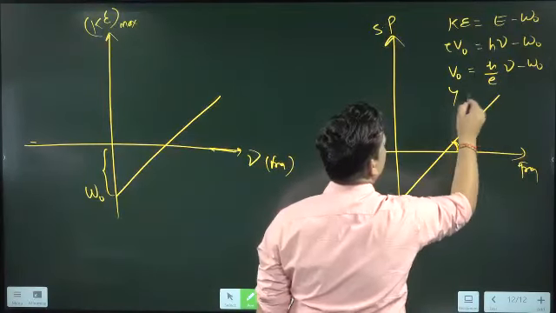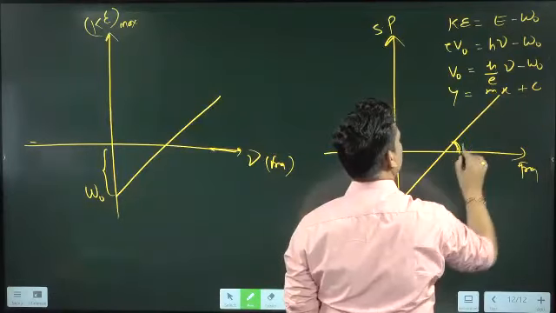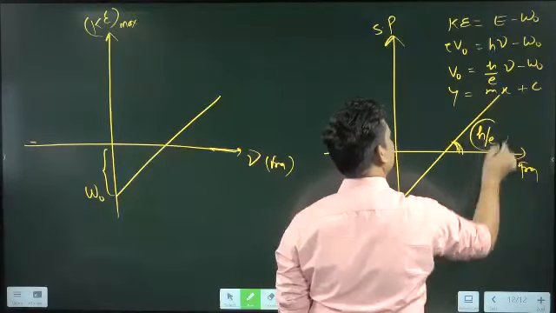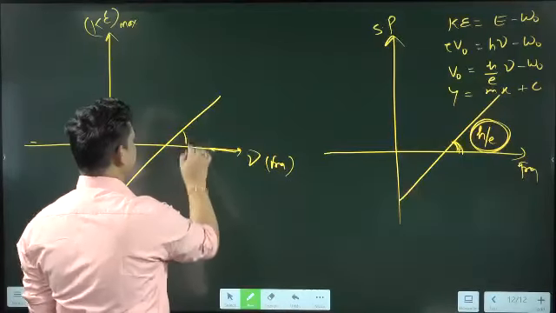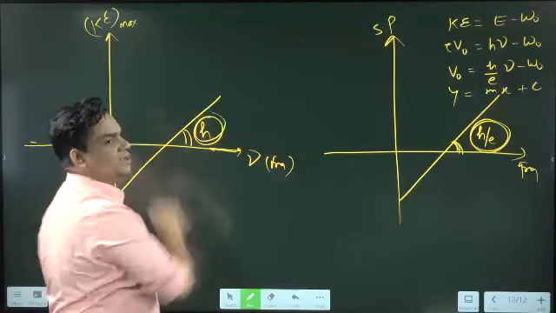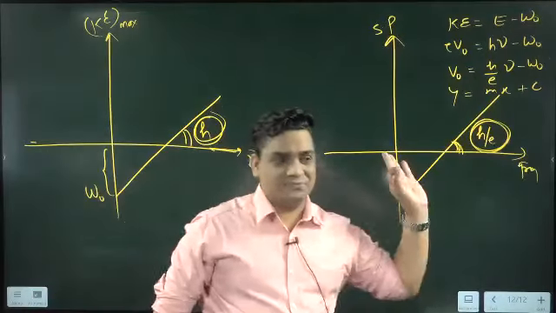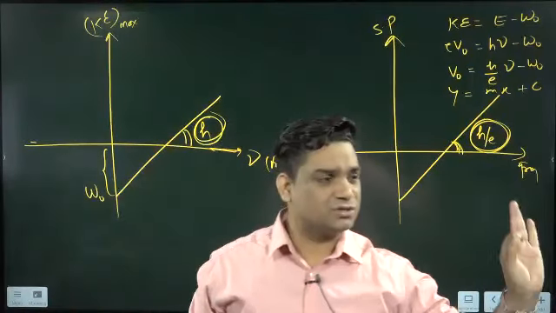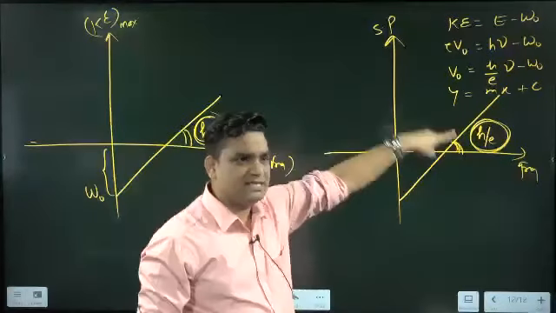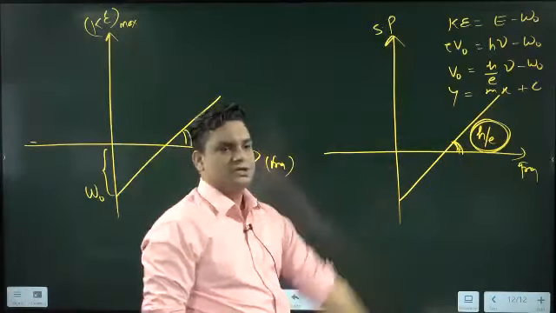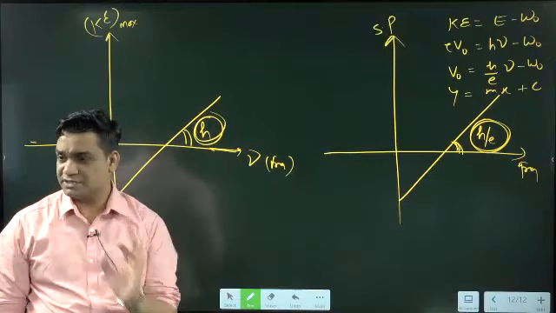So if you compare y equal to mx plus c, your slope is h by e. This is the slope here, h by e, and here this slope is what? Your h. Slope of K and frequency is equal to the Planck constant, and slope of stopping potential and frequency is h by e. That is the only difference. Otherwise, the nature of the graph is exactly the same.